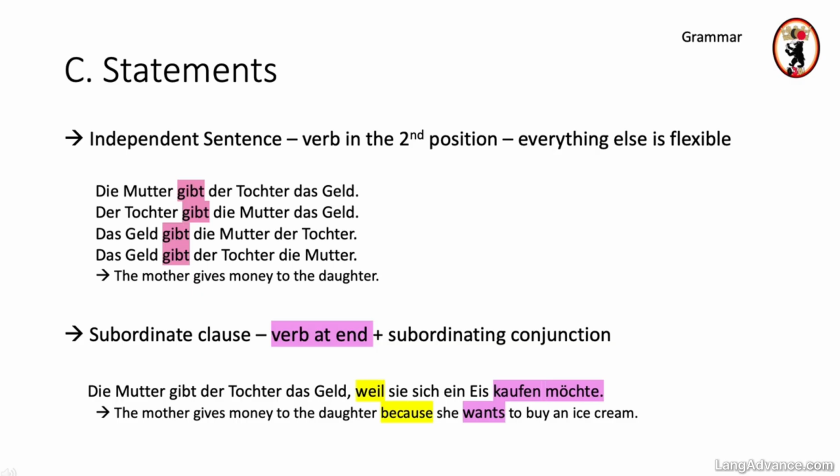Now, in a subordinate clause, the verb is at the end, and we are using a subordinating conjunction. This kind of sentence structure is completely foreign to English. Die Mutter gibt der Tochter das Geld, weil sie sich ein Eis kaufen möchte. The mother gives money to the daughter because she wants to buy an ice cream.